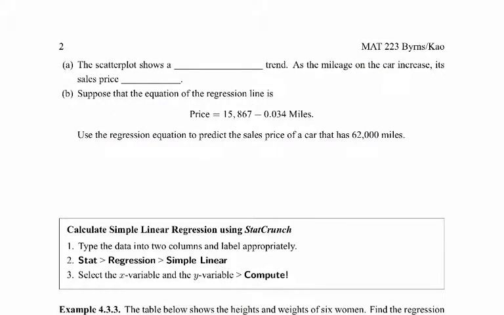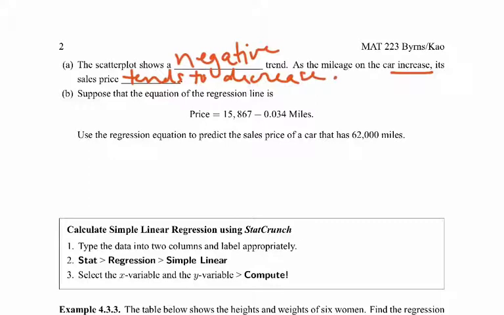It says the scatter plot shows a negative trend. As the mileage of the car increases, so always the X value increasing, its sales price tends to decrease. That's the trend for the most part. Suppose that the equation of the regression line is this. So remember how StatCrunch gives us the equation of the line. This is your y, and this is your x, and this is your y-intercept, and this would be your slope. Use the regression equation to predict the sales price for a car that has 62,000 miles.